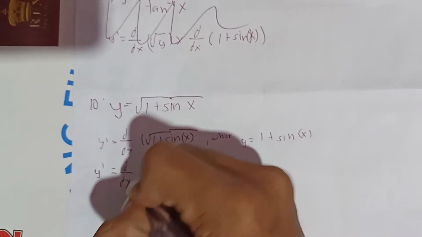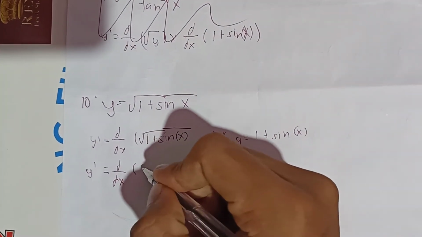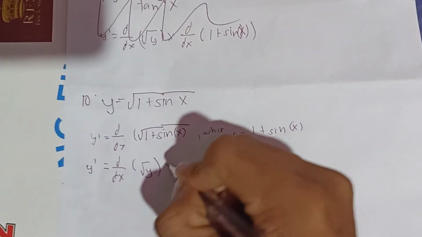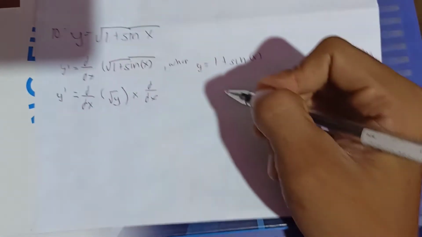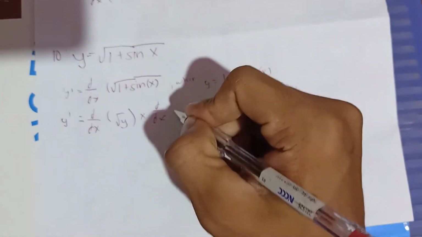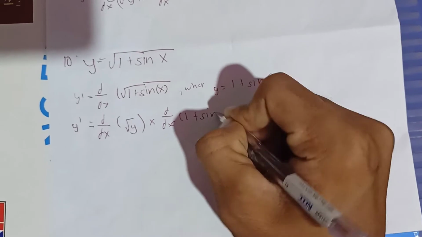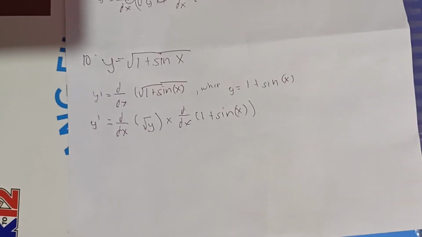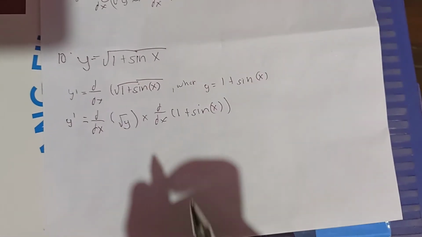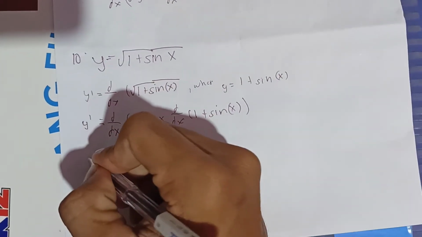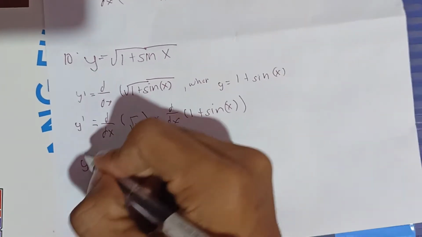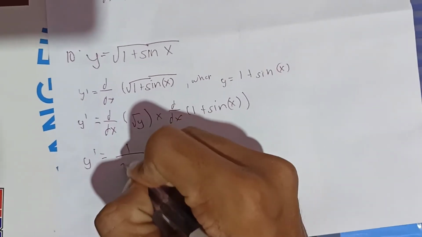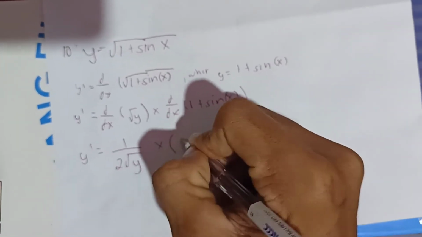Now take the derivative. So y prime equals d/dx of the square root of u, that is 1 over 2 square root of u, times d/dx of 1 plus sine x. Now calculate the derivative of this, which will become y prime equals 1 over 2 square root of u times the derivative of 1 plus sine x.